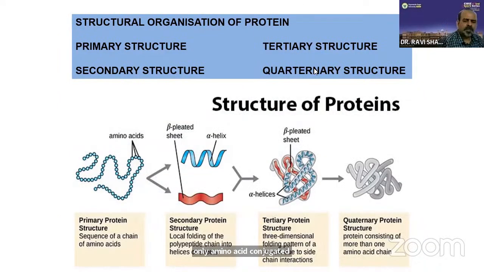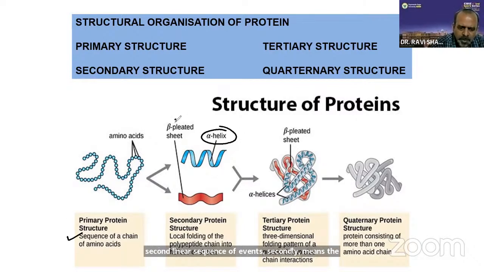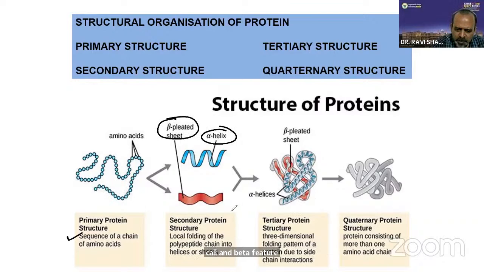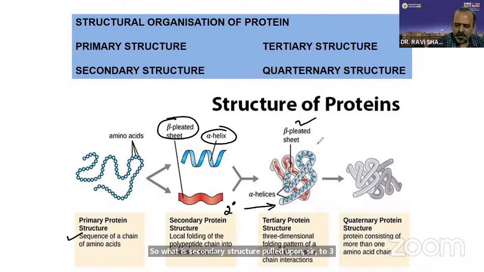So this is very important: structural organization in proteins. There are mainly 4 structures. Primary. What is primary? The linear sequence of amino acids. Secondary means the primary structure folds upon itself to form alpha helices and beta pleated sheets. So what is tertiary? The secondary structure folds upon itself to form a 3-dimensional structure, which we call tertiary. What is quaternary? This takes place in a protein containing more than 1 amino acid chain. Otherwise, it will not.